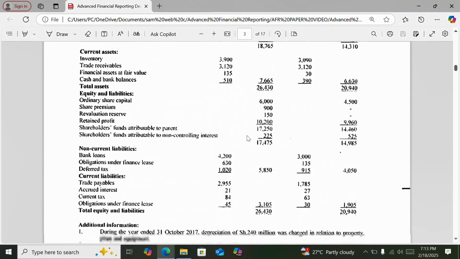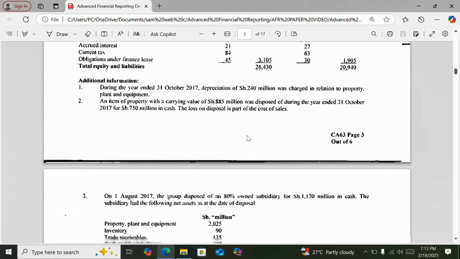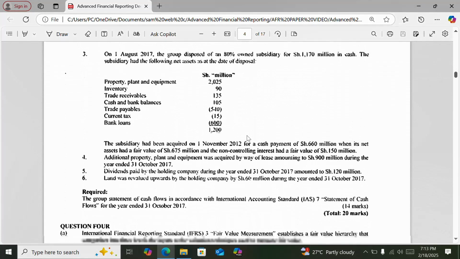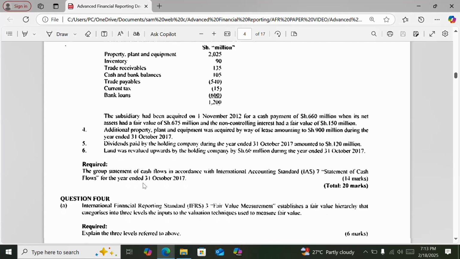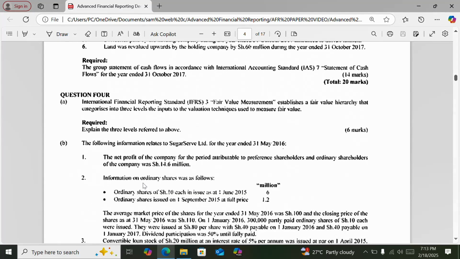Maneno Group Limited. So in this question, you are required to prepare the group statement of cash flows in accordance with International Accounting Standard IAS 7 Statement of Cash Flows for the year ended 1st October 2017. Then question 4, explain three levels referred to above.